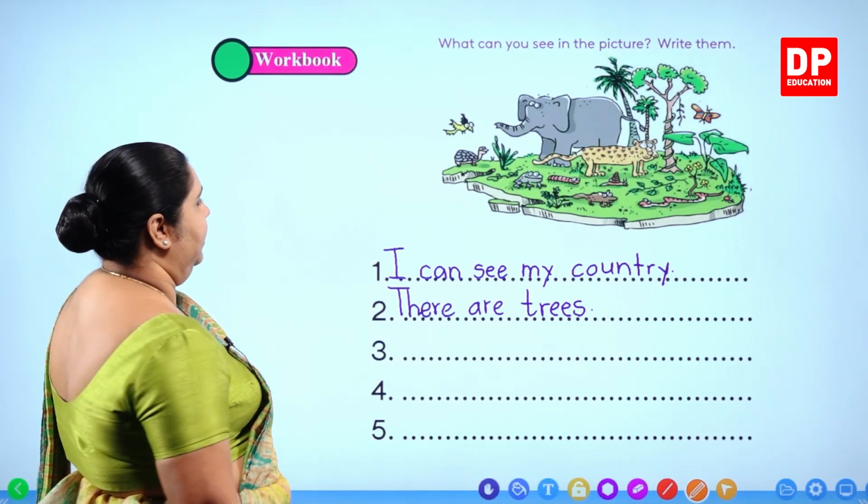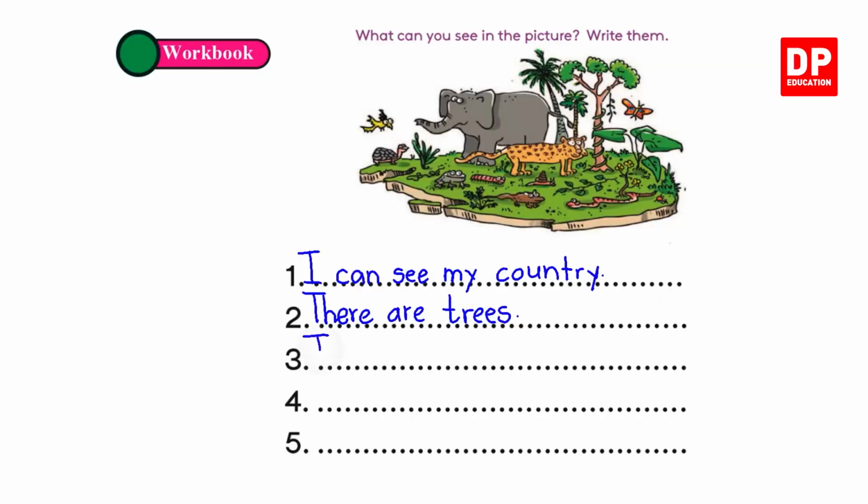There are trees. Then you can say there are plants and bushes.